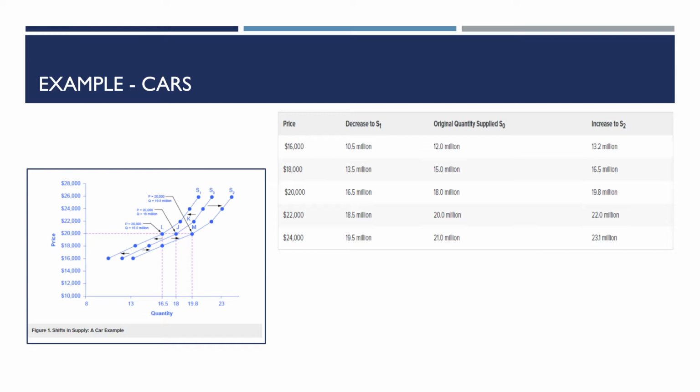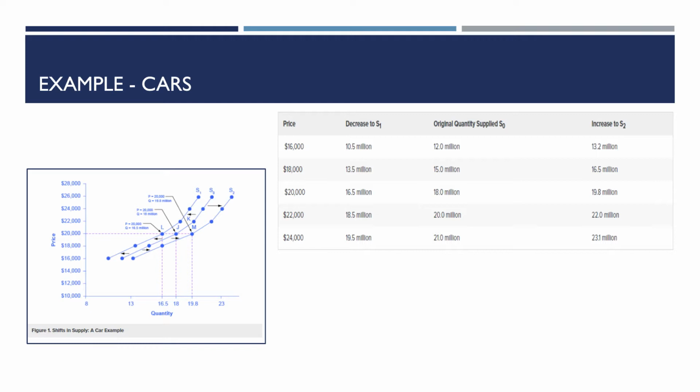Now, let's imagine that the price of steel, an important component of vehicle manufacturing, rises, so that producing a car becomes more expensive at any given price for selling cars. Car manufacturers may react by supplying a lower quantity. This can be shown graphically as a leftward shift of supply from S0 to S1, which indicates that at any given price, the quantity supplied decreases.